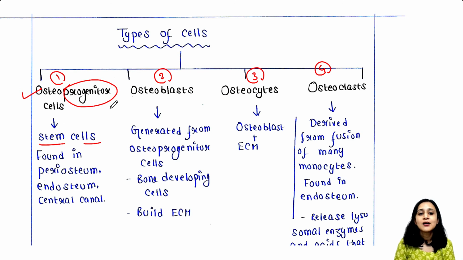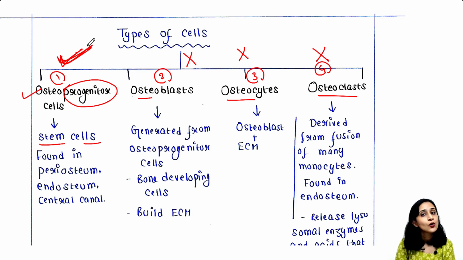They can undergo cell division enormously. So they are basically stem cells. And one thing is very important to remember, that osteoprogenitor cells are the only cells who undergo cell division, because osteoblasts, osteocytes, osteoclasts, they do not undergo any cell division. Osteoprogenitor cells are only cells who undergo cell division, and these cells are found in periosteum.